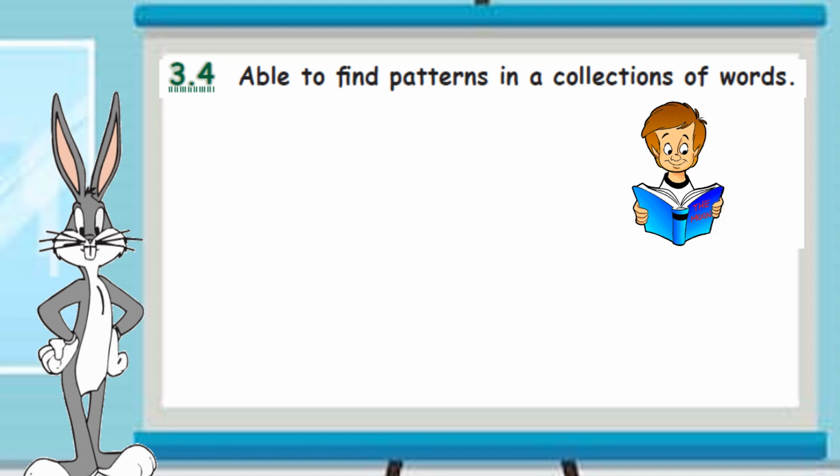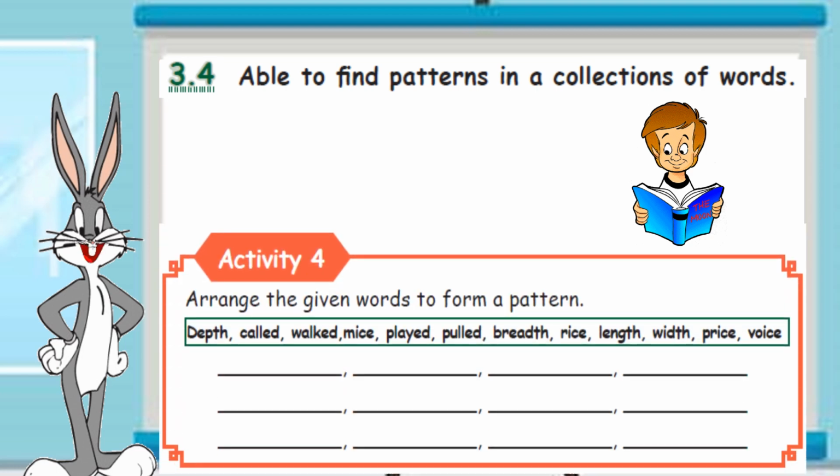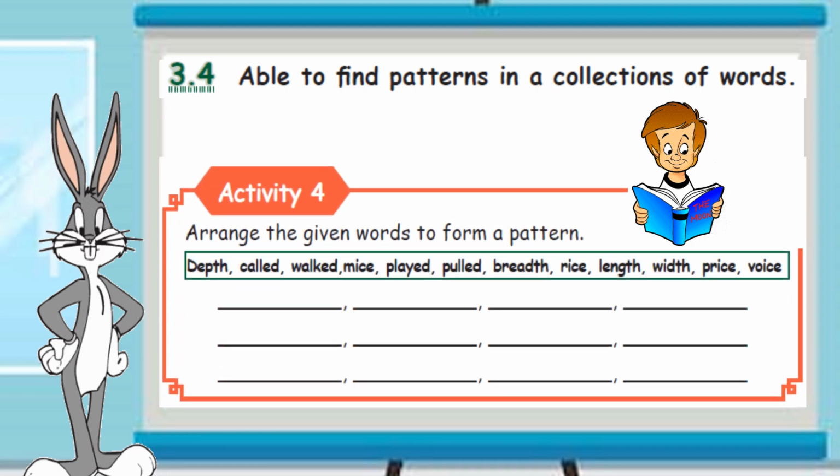3.4. Able to find patterns in a collection of words. See here. So far we have found the patterns in the angle, isn't it? Right. So here we are going to find them with words. So the activity was given. Activity 4. Arrange the given words to form a pattern. So see here. 1, 2, 3, 4, 5, 6, 7, 8, 9, 10, 11, 12. 12 words are there. From these words, we are going to segregate according to their pattern.